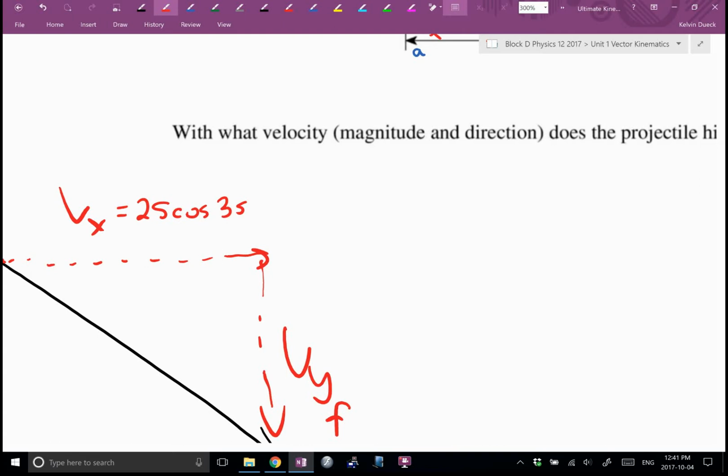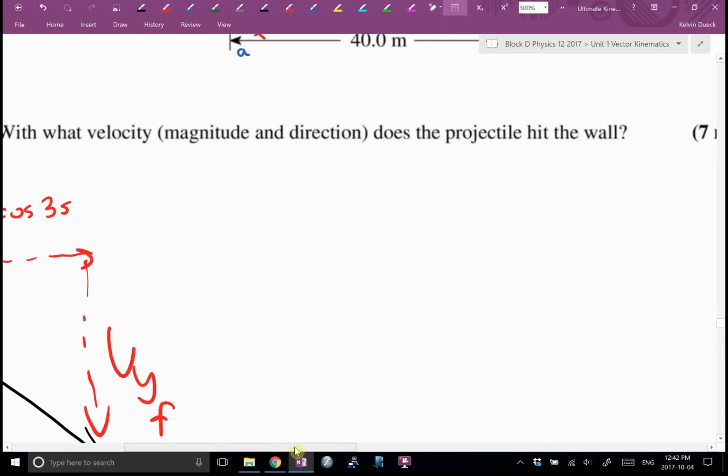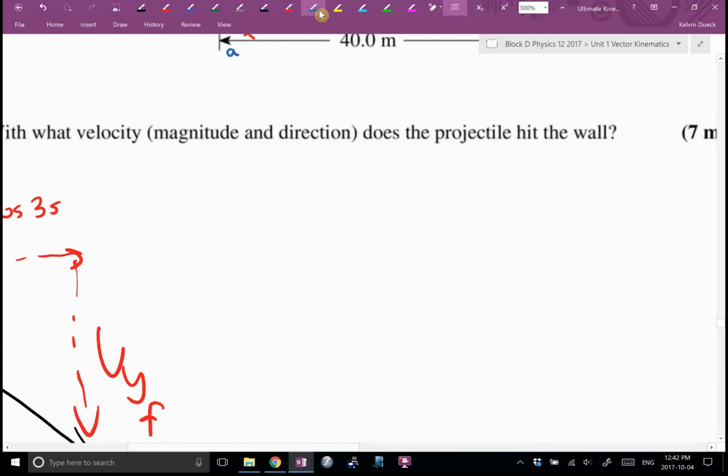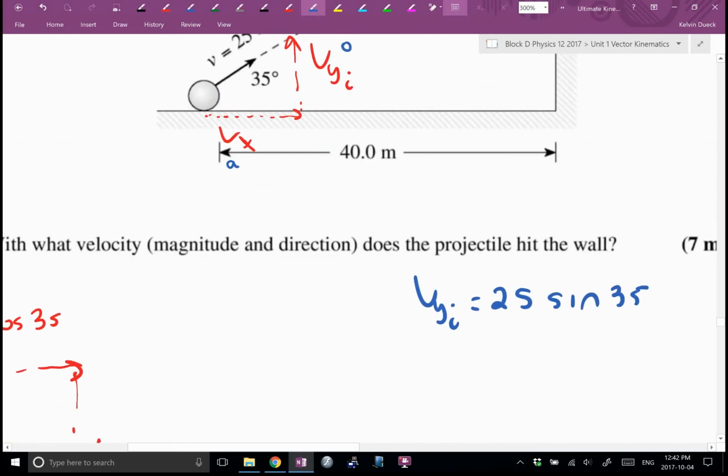So now I've taken you one step further. Now instead of just saying what trig function, take you one step further. And by the way, sorry, I would never do it this fast with this little work on a test, but we're trying to push ourselves. Now, that's not Vy final. This is pointing down. So I'm going to make a little note over here. I'll change colors. Vy initial is 25 sine 35? Sure.